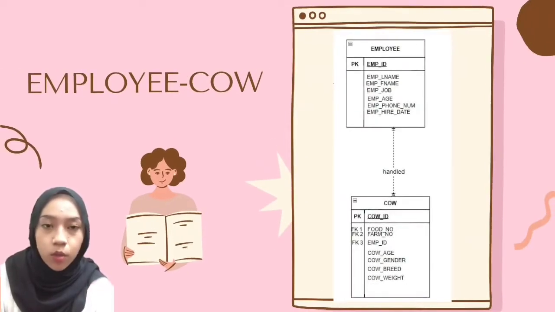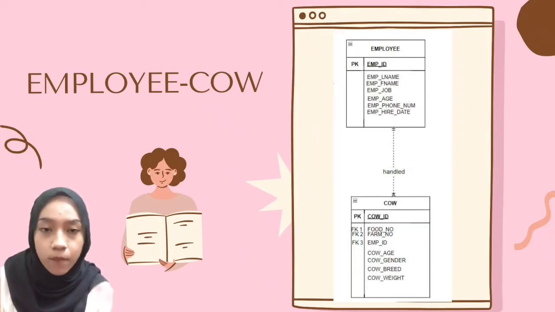Next one is employee to cow. Based on the business rule, it has many to many relationship which is each employee handle one or many cow and each cow is handled by one and only one employee. This relationship strength also weak because primary key of employee have in the cow entity.